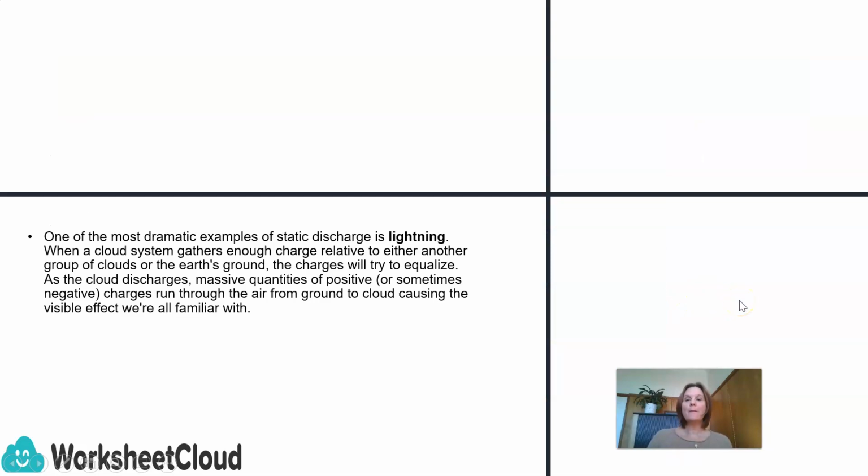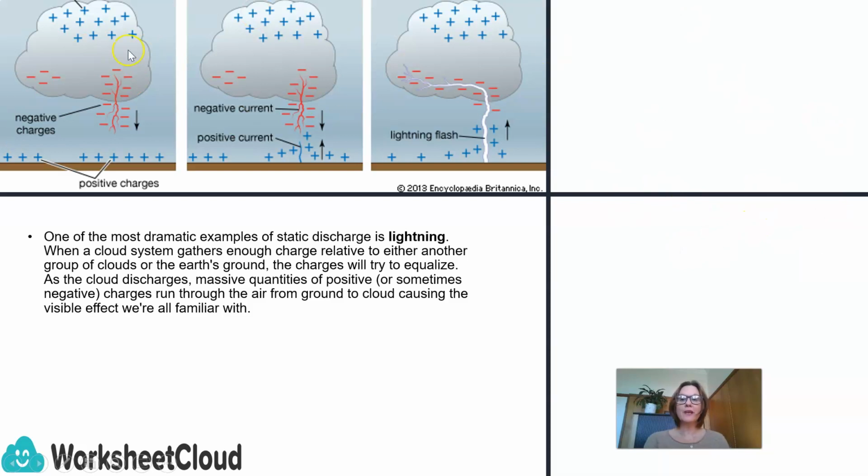Right, so one of the most dramatic examples of static discharge is lightning. And I'm going to put a picture up and you can follow on the picture as I explain to you. So when a cloud system gathers enough charge relative to either another group of clouds or the Earth's ground, the charges will try to equalize.